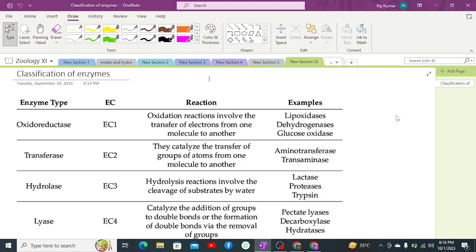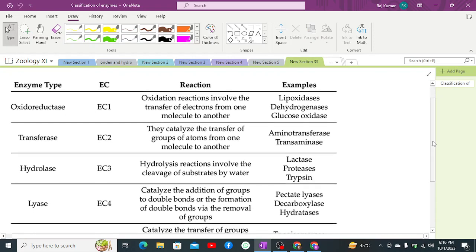molecule to another, or removal and addition of hydrogen, addition and removal of electrons, addition and removal of protons, as well as addition and removal of oxygen. It includes lipoxidases, dehydrogenases, glucose oxidases.